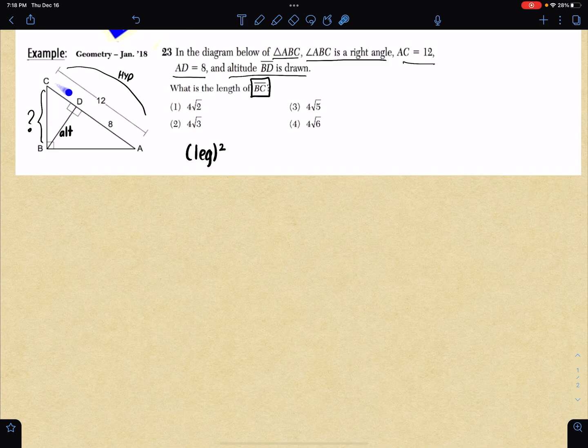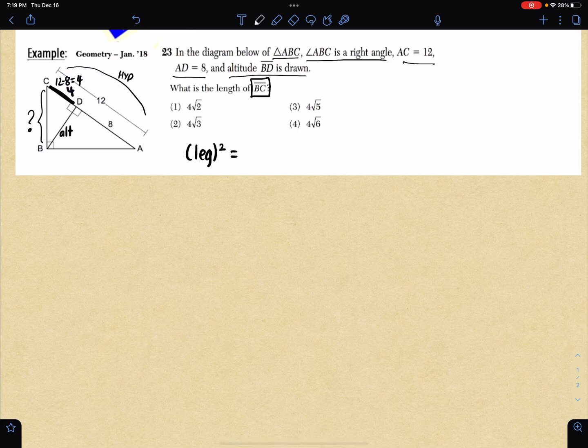Oh, I don't have a number here. Well, I do know that the whole hypotenuse is 12 and the bottom part is 8. So if I want to find this, I would subtract. So 12 minus 8 is 4. So this part here is 4. So going back, leg squared is adjacent part of the hypotenuse times the whole hypotenuse.